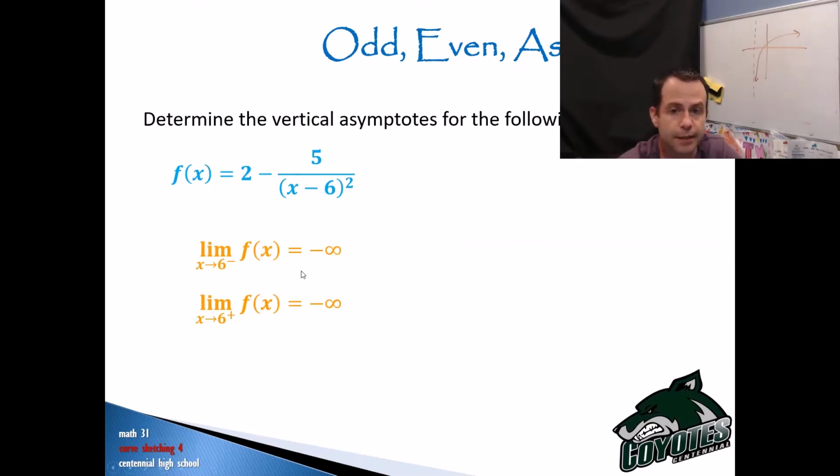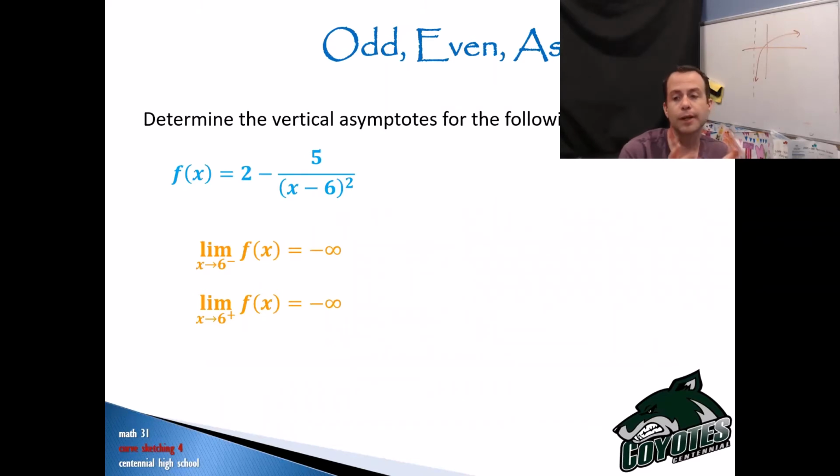So I'm testing 6 on the left and I'm testing the limit for 6 on the right. The limit for 6 on the left, again, to test that, you're just putting in your calculator something that's close to 6 from the left. So like 5.9, 5.99, 5.999, and see what happens. And it's going down to negative infinity.